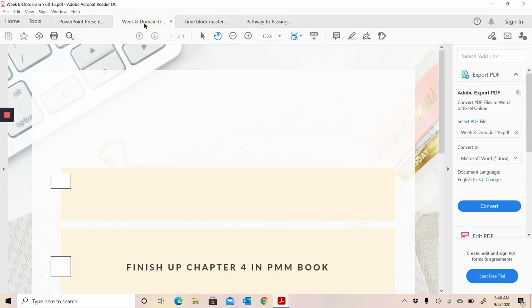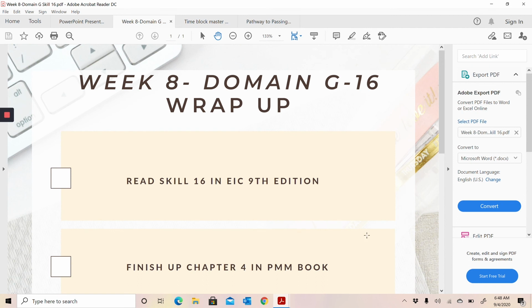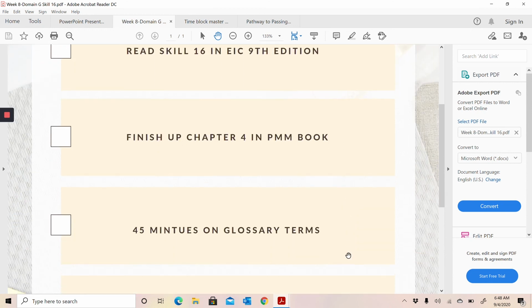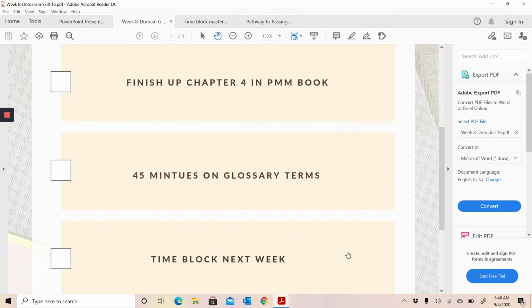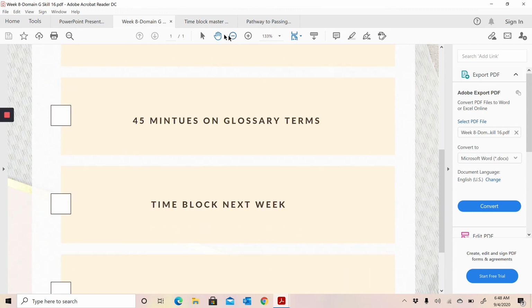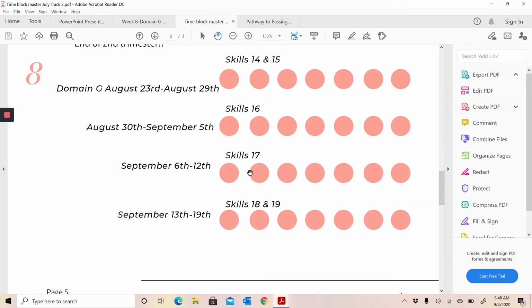So we are in week 8 out of 16, which is pretty awesome. So that's halfway there. And we read skill 16. We finished up chapter 4 in our PMM book. We spent 45 minutes on glossary terms and time block for next week. And next week, we are just doing one skill again. We're doing skill 17, which is a pretty intense skill. It's a lot of information. So you might need to read it twice.